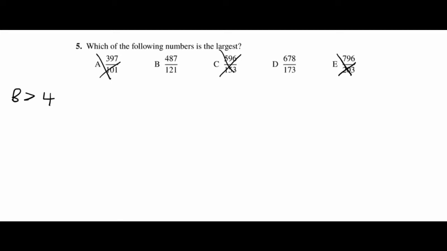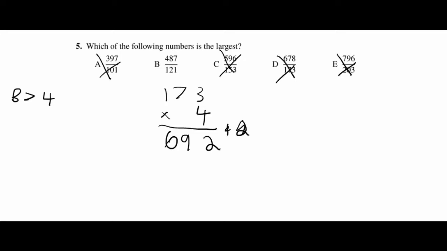And so if we now look at 678 over 173, well, we can just quickly work out 173 times 4. And if we do, we get 4 times 173, which gives 692. So 173 times 4 is 692. And so clearly D is also less than 4. This means that the correct answer is B.